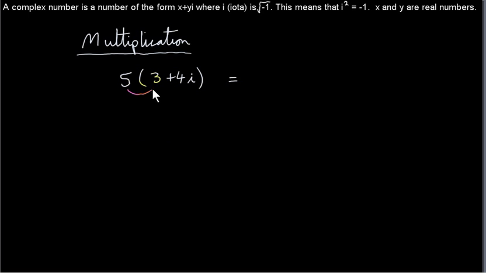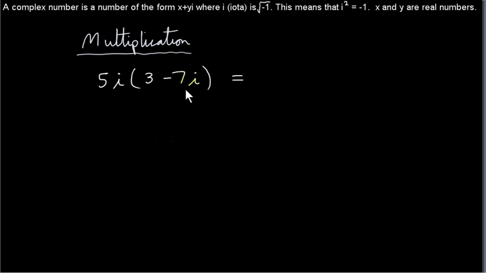We just take this 5 and multiply it inside here. So we have 5 times 3 is 15. When we multiply 5 by 4i, we get 20i. So we get the complex number 15 plus 20i. Suppose we want to multiply the complex number 5i by 3 minus 7i.